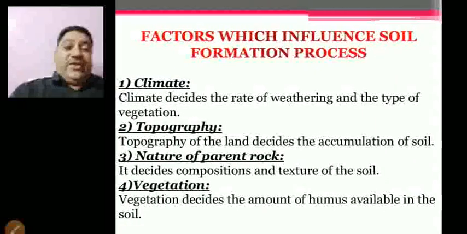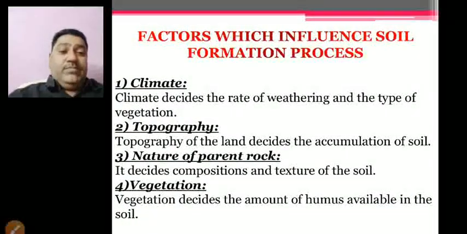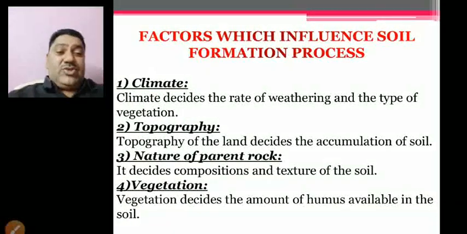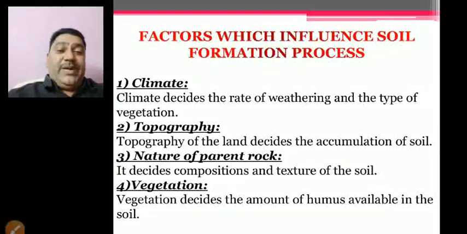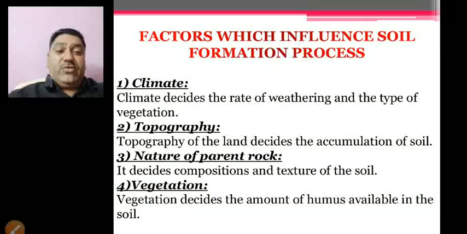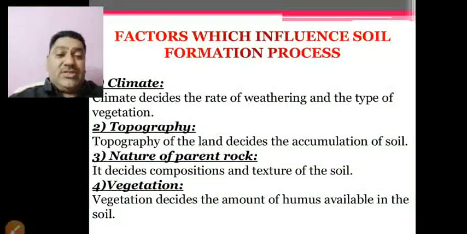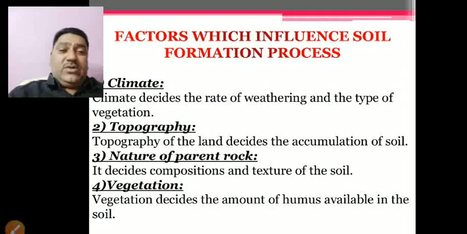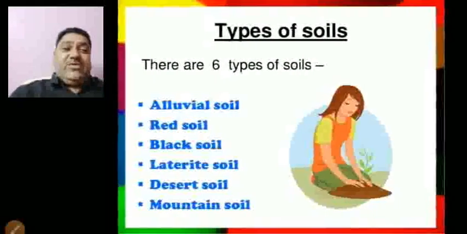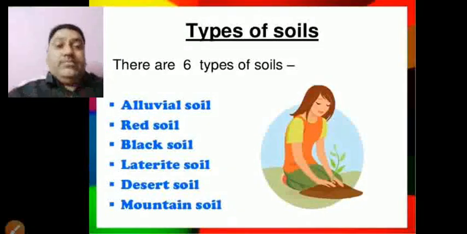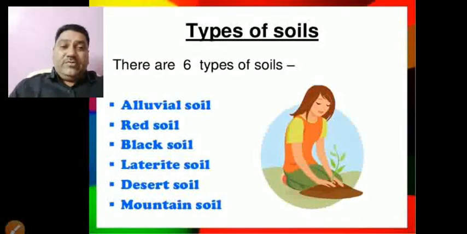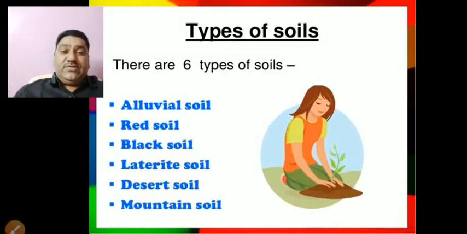So, these are a few factors like climate, topography, that is type of land. Similarly, parent rock. Soil is actually the powder of rocks, so parent rock is also very important. Similarly, vegetation, that is plant life, also plays a very important role in the formation of soil. So these four factors are very important for formation of soil. Then we'll come to the very important topic of this chapter, that is types of soil.